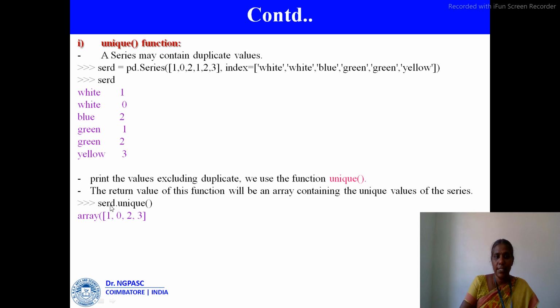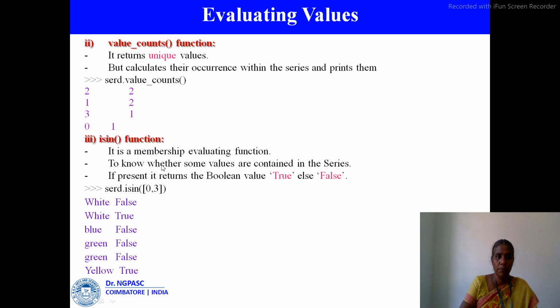For that I have used SERD, my series name, dot unique, within open and close brackets, because this is a function. It will print the values excluding the duplicates. The value_counts function returns the unique values and calculates their occurrences within the series. How many times each value is repeated will be returned as output. SERD, my series name, dot value_counts. It will print how many times the duplicate values are present in the series.